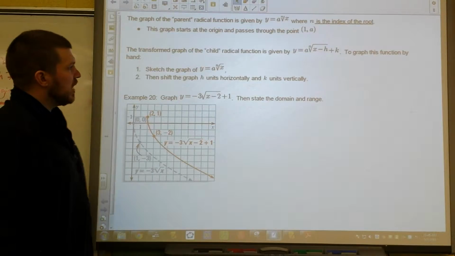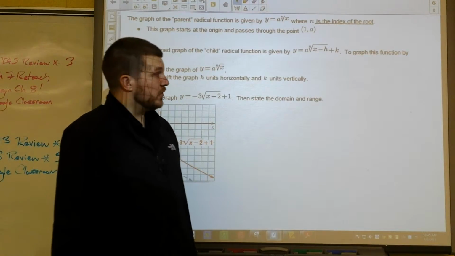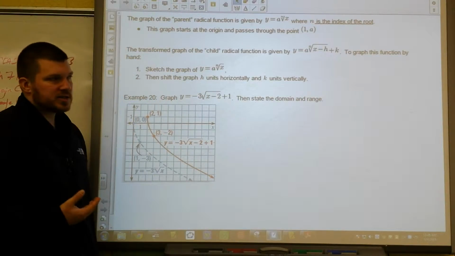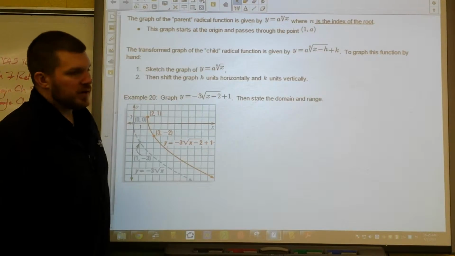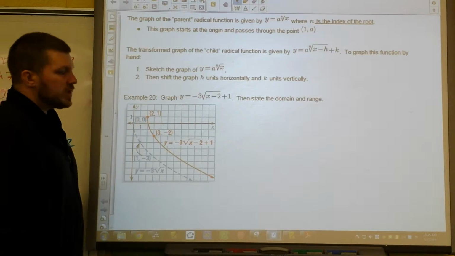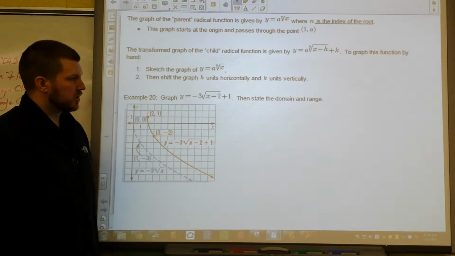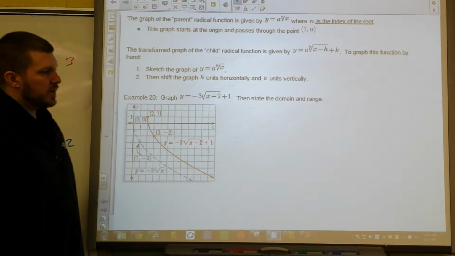The transformed graph of the child radical function is given by y equals a times the nth root of (x minus h), plus k. To graph this function, it might seem a little hard, but all we need to do is start off by graphing the parent function, y equals a times the nth root of x. Then all we do is shift that parent function h units horizontally and k units vertically. So in example 20, let's start off by doing that. Then we're going to talk about the domain and range.